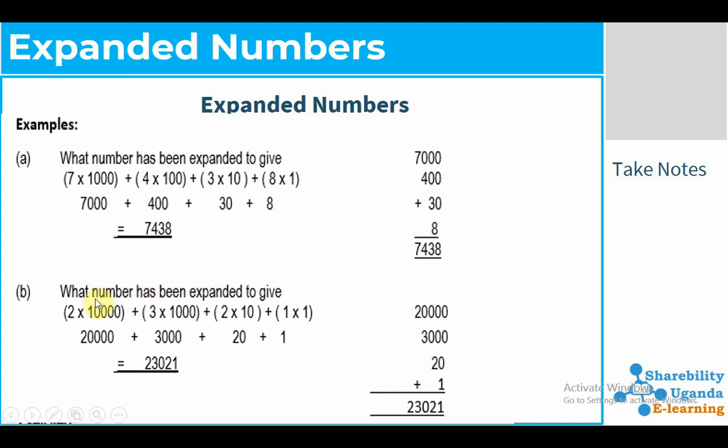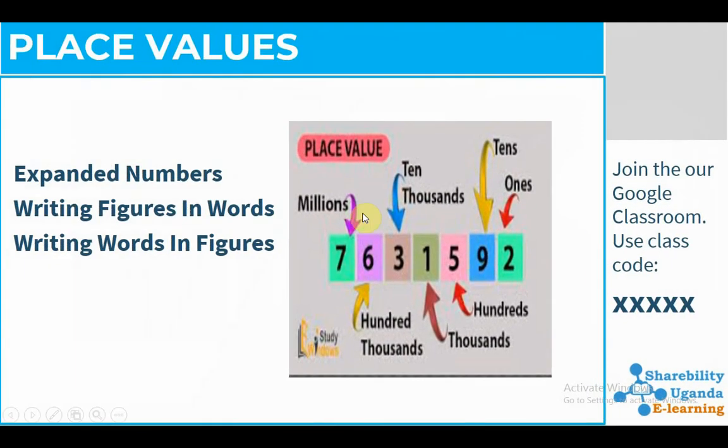Okay, so we also have another example, which is part B. They are asking what number has been expanded to give this. There is a 2 times 1,000, there is a 3 times, there is a 2 times. Here we have to be serious with the zeros. When they talk of ones, our 2 is in the place value of ones. That means you shall say 2 times 1. Then 9 is in the place value of tens, so you shall multiply 9 times 10.